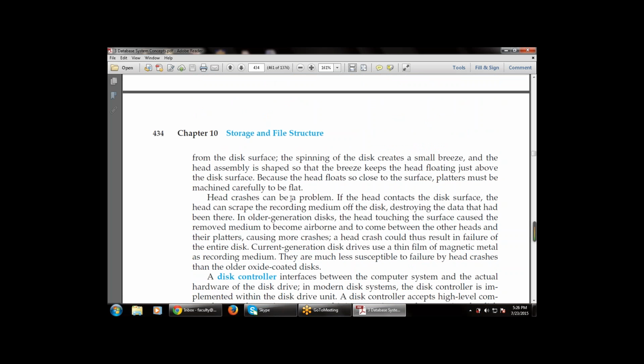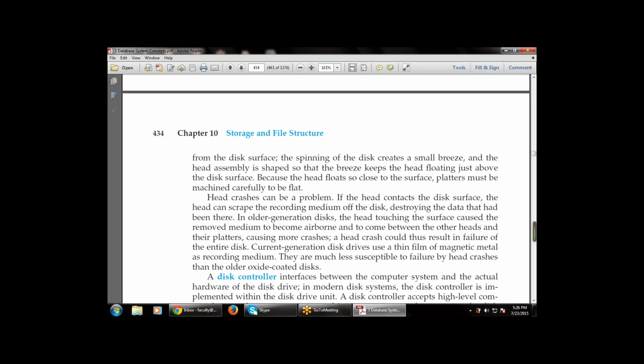Head crashes can be a problem. If the head contacts the disk surface, the head can scrape the recording medium of the disk, destroying the data that has been there. In older generation disks, the head touching the surface caused the removed material to become airborne and to come between the other heads and their platters.